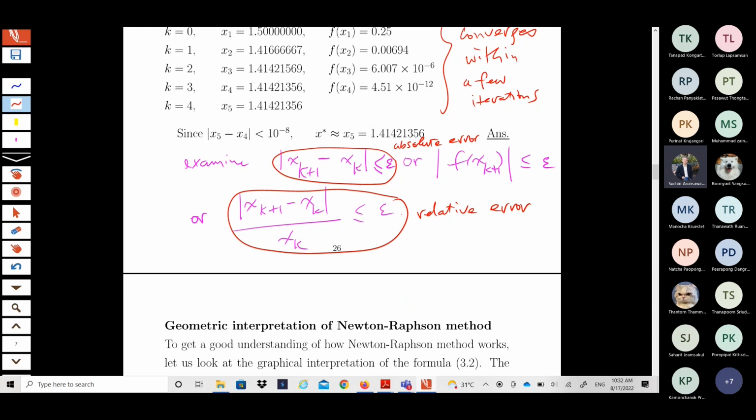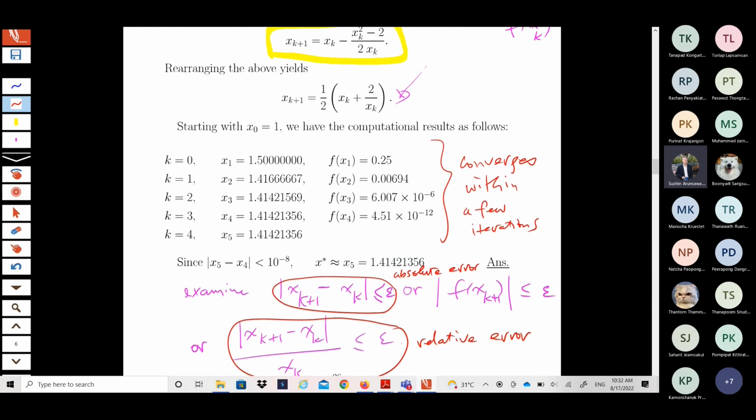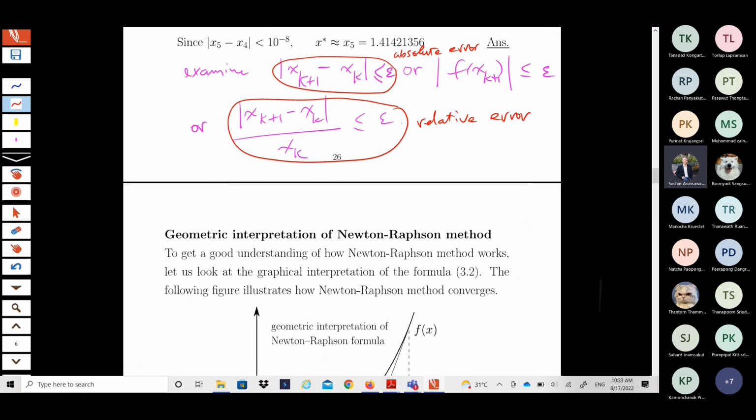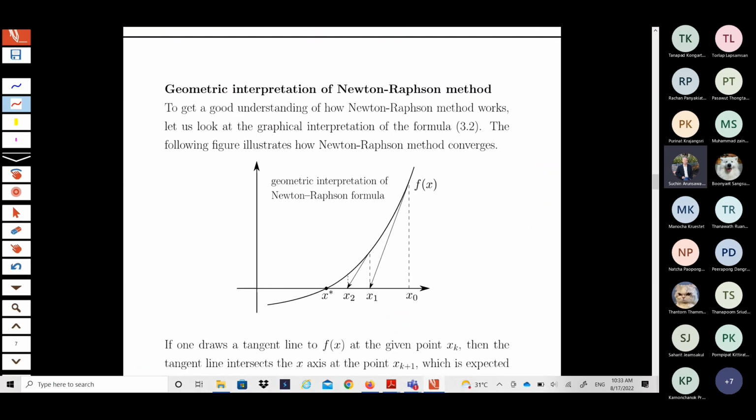Now, is there any question regarding doing the iteration in Newton-Raphson? No, right? Now you see Newton-Raphson converges very fast if it converges. However, Newton-Raphson does not always converge. This is a well-known fact. Next we will consider the convergence behavior of Newton-Raphson, and we look at the geometric interpretation.